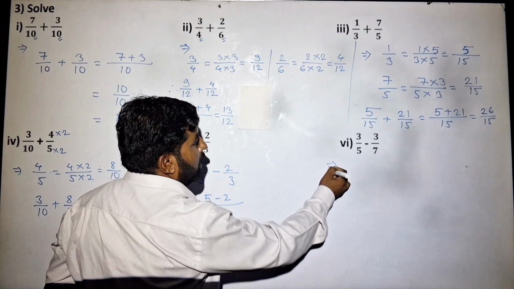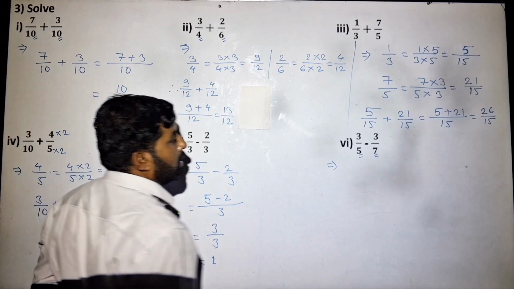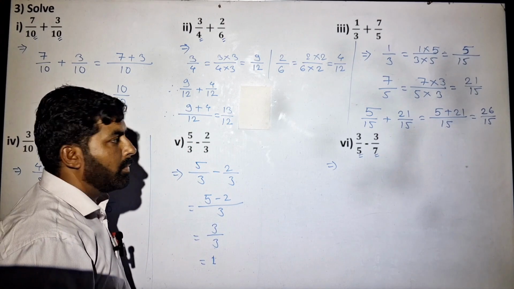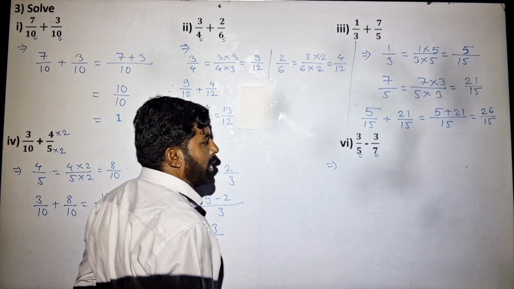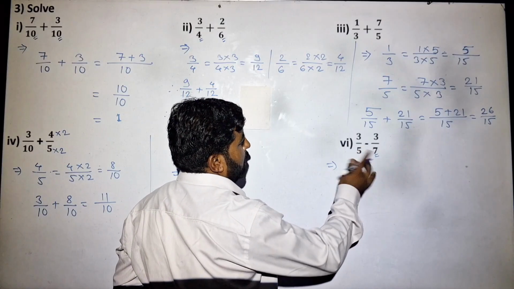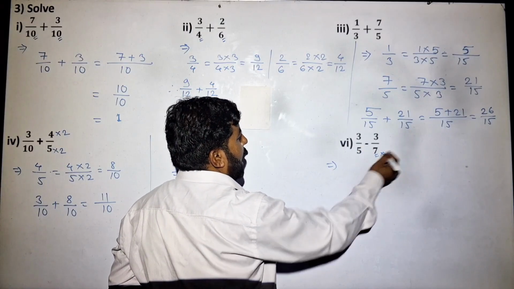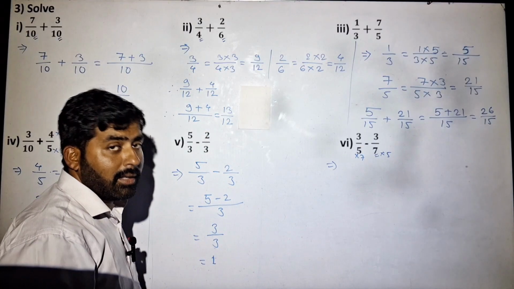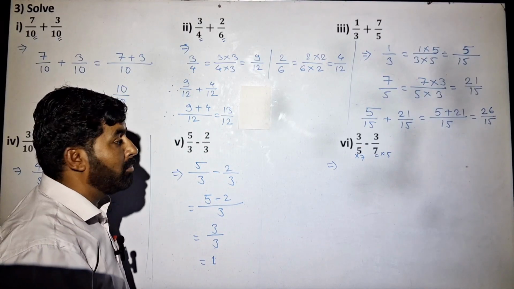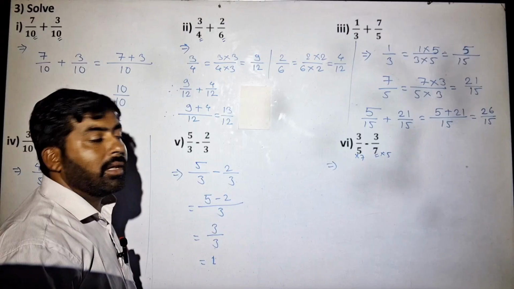Next one. Here the 5 and 7, the bases are not the same. Therefore, we take the LCM of 5 and 7. What is the LCM of 5 and 7? There 7 5s are 35 and 5 7s are 35. So the LCM is, both 5 and 7 are prime numbers. Therefore, the LCM is 35.